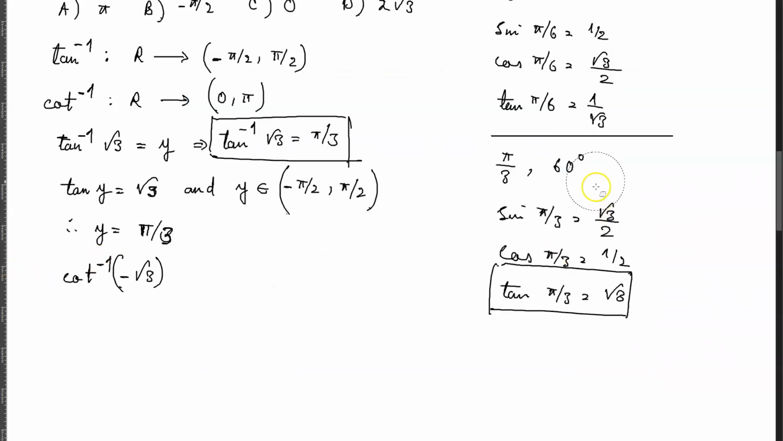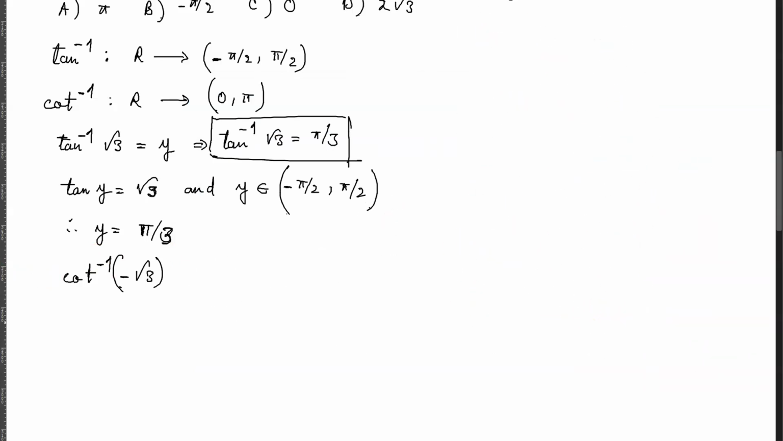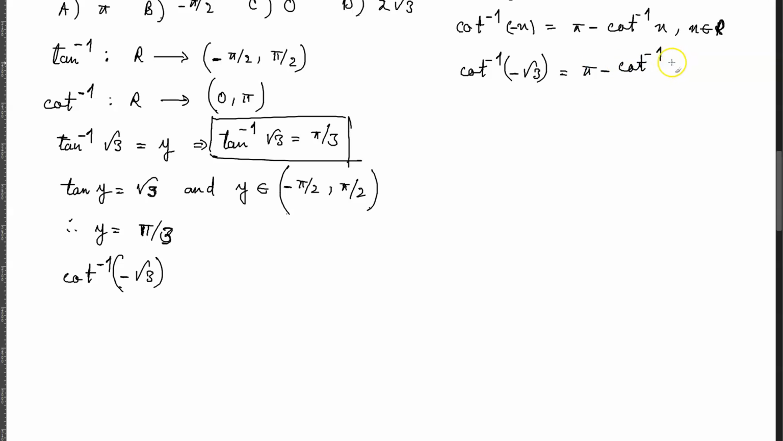So we said that the cot inverse of negative x is equal to pi minus cot inverse of x for all x belonging to R, which means that the cot inverse of negative square root of 3 is equal to pi minus cot inverse of square root of 3, and what that means is that now I can write the cot inverse of negative square root of 3 as pi minus cot inverse of square root of 3.